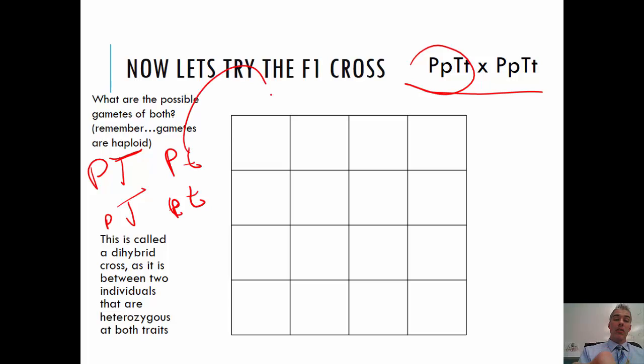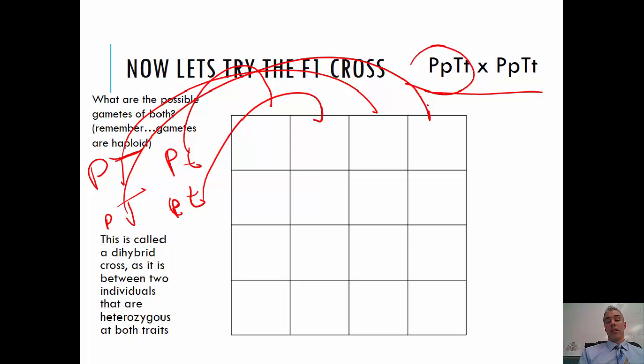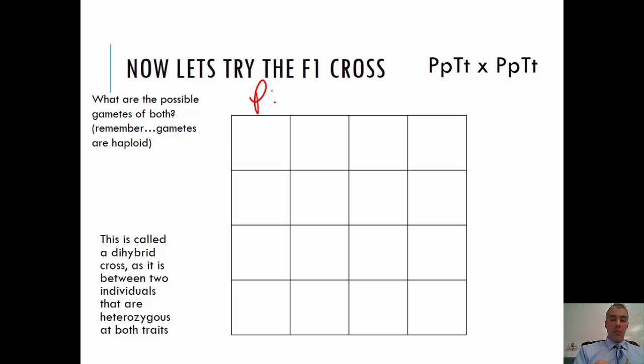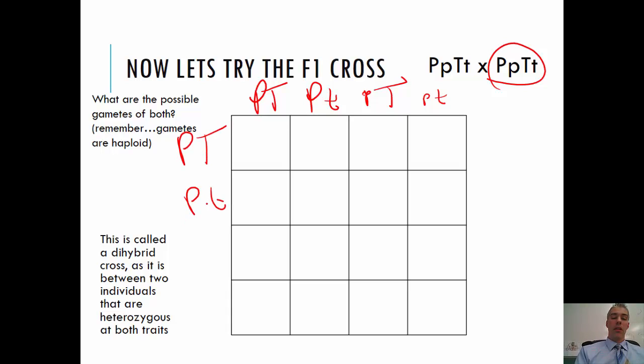Each of these gametes is going to go in its appropriate spot on the Punnett square. So I'm going to draw them all in. Big P, big T, big P, little t, little p, big T, little p, little t. Now this is the same type of individual, so you're going to get the same type of gametes for them. Big P, big T, big P, little t, little p, big T, little p, little t.